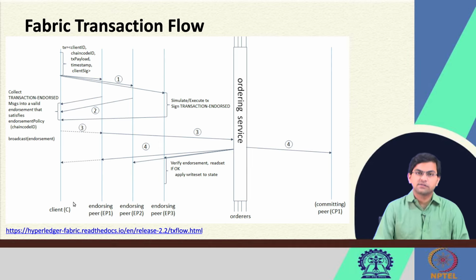One client of one such organization can start a transaction, and that transaction will have the client ID, the chain code ID, that is the smart contract which the client wants to execute, the transaction payload or basically the arguments and parameters that the client is using to execute that smart contract, timestamp and the signature of the client. This transaction is sent to all the endorsing peers by the client.